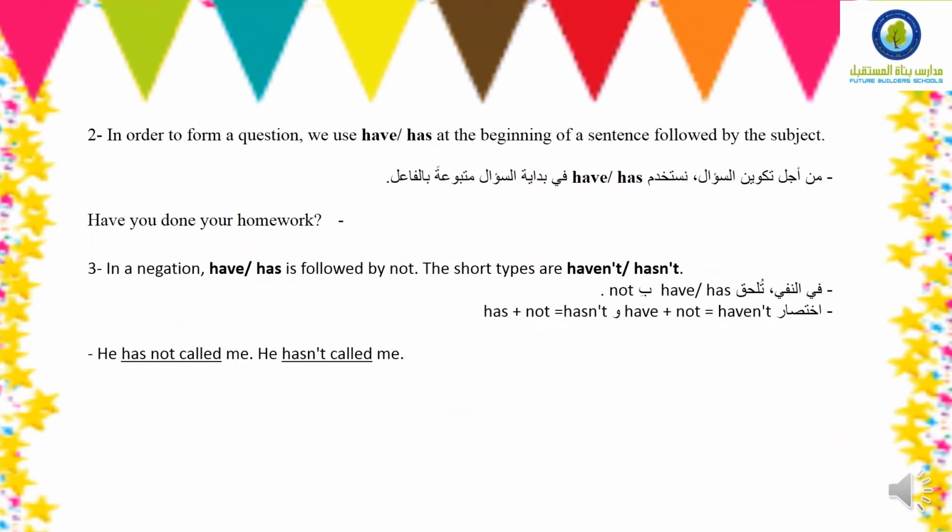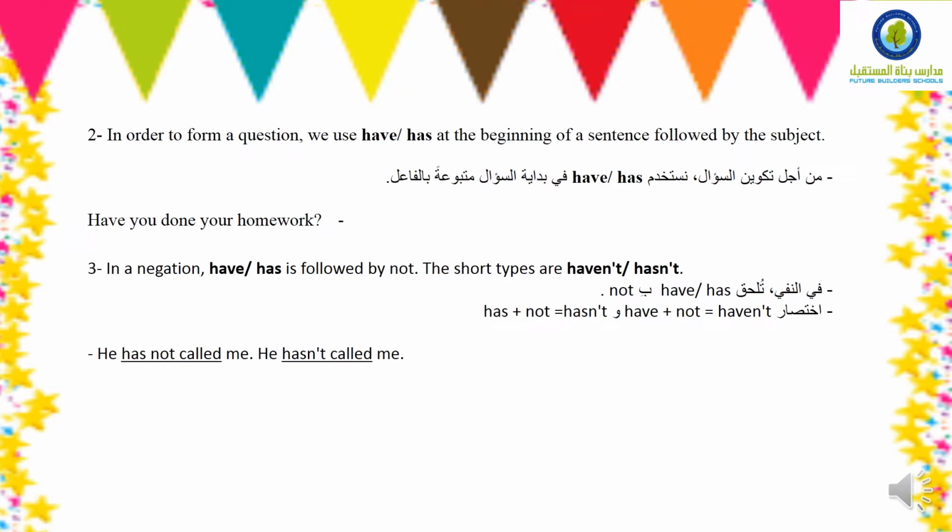Now, how to form a question in present perfect, again, you should know this. We use have or has at the beginning of a sentence followed by the subject. For example, have you done your homework? Here we start with have, then you add the subject, then you add verb 3 and the complement of the sentence. If it is a WH question, the same: WH word, then you add have or has, then the subject, then verb 3.